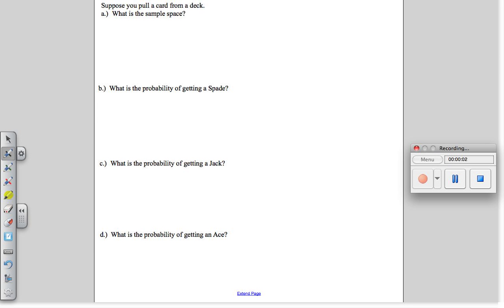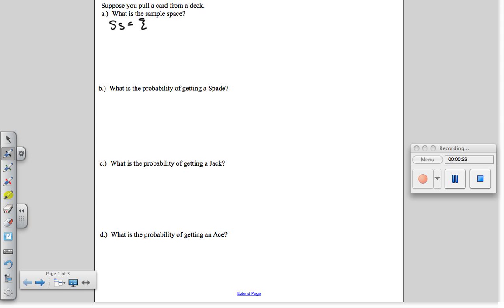So in this example, we will look at finding the probability involving pulling a card from a deck. First, we need to state what the sample space is. The sample space is the listing of every single card you can get out of a deck.